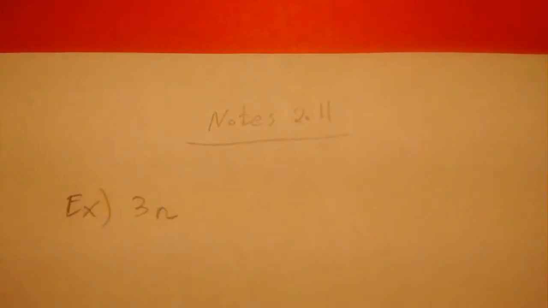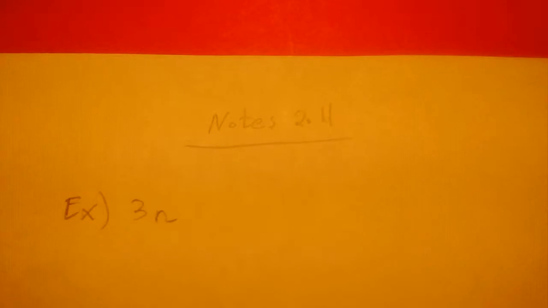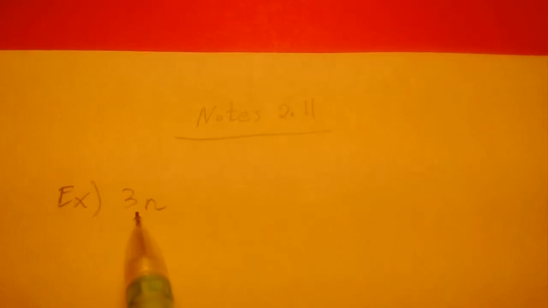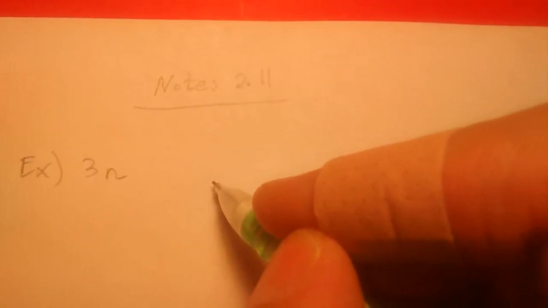In this section we talk about combining like terms, and I want to show you an example to introduce to you this idea of combining like terms. Consider this expression here, 3n, which really means 3 times n. I want to show you what that means, and I'll give you a more simple example.